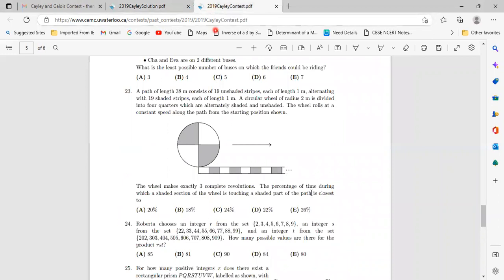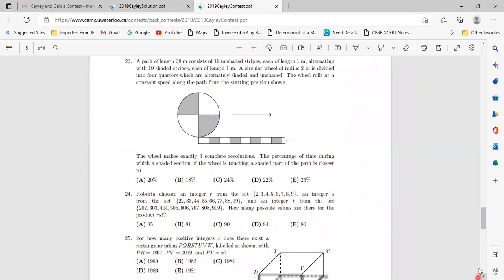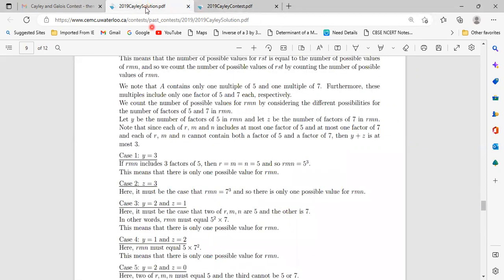And you also wanted to discuss question number 24. Roberta chooses an integer r from the set 2, 3, 4, 5, 6, 7, 8, 9, an integer s from the set 22, 33, 44, 55, 66, 77, 88, 99, and an integer t from the set 202, 303, 404, like that up to 909. How many possible values are there for the product r, s, t? So this is probability.